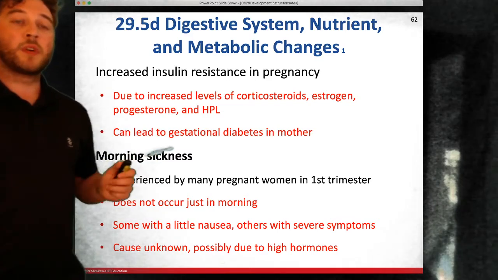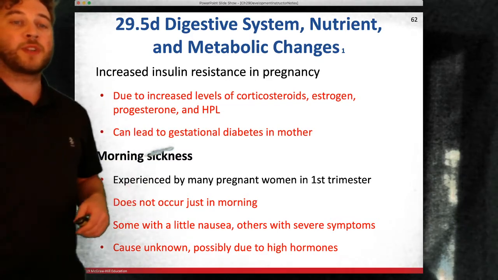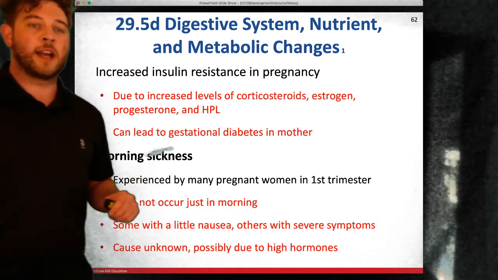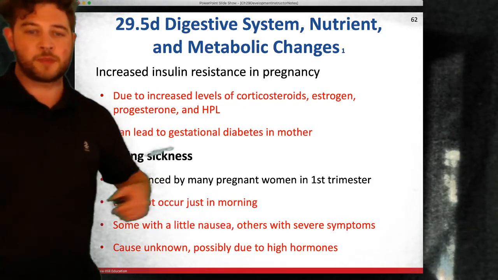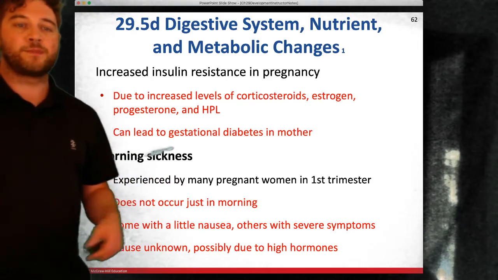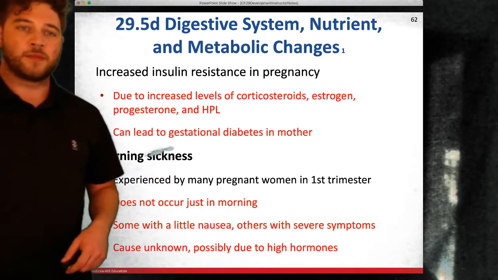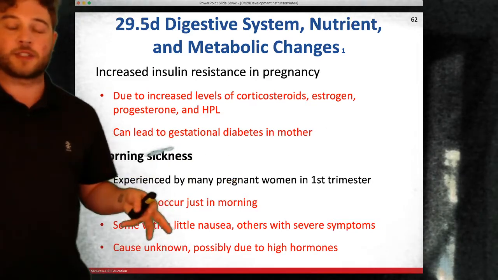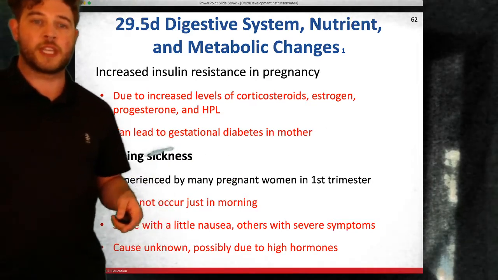Morning sickness is experienced by many pregnant women during the first trimester particularly. It doesn't just occur in the morning, some with a little, some with really severe symptoms. Causes unknown, possibly due to high hormones. From what I've heard, generally it gets better after the first trimester, but that is certainly not the rule or the case for all.